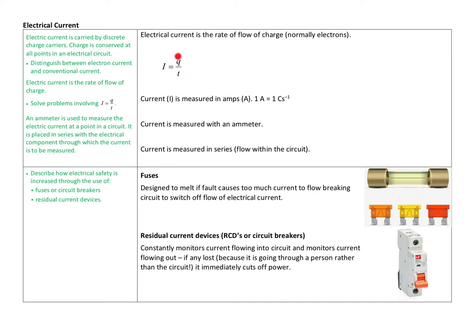If we have a large amount of charge, we'll have a large current, and a small amount of charge, a small current. If the current is moving really quickly, so the time is very small, you're not moving for very long, then you'll have a high current. If the time is large, the current's moving very slowly, so the time it takes to move is very large, then the current would be small.